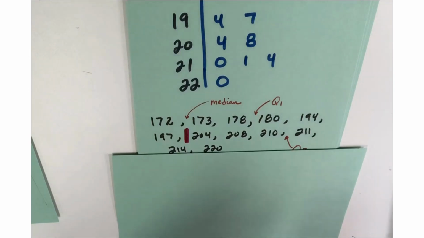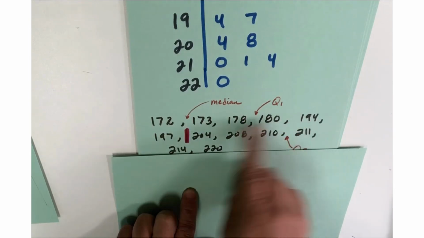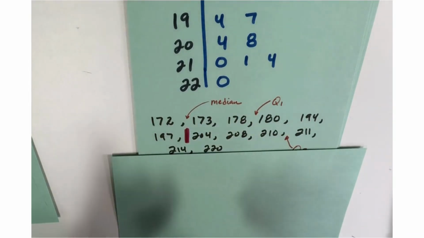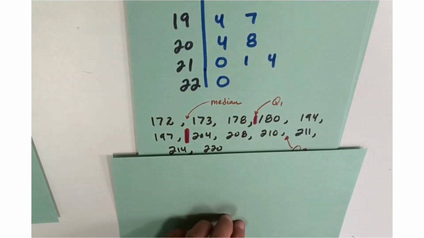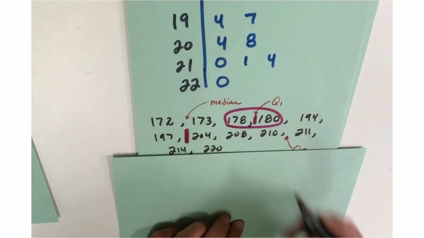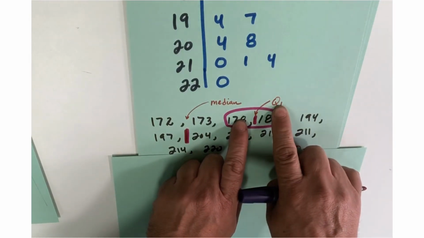All right. To find Q1, the lower quartile, you would then take a look at the lower 6 numbers, 1, 2, 3, 4, 5, 6. And you would go find the one that is right smack in the middle, which is the number between 178 and 180. That would be 179. That would be the lower quartile.